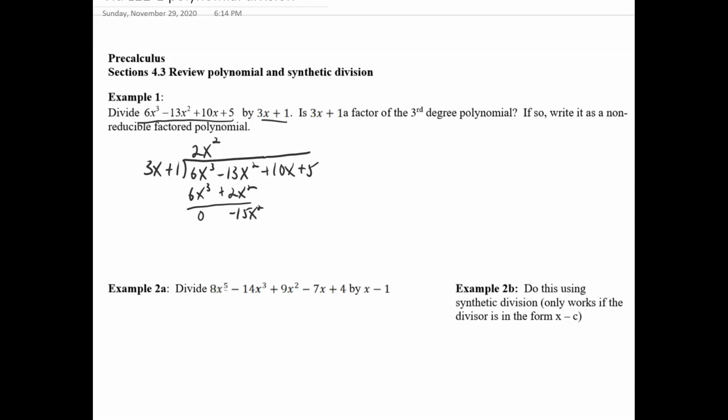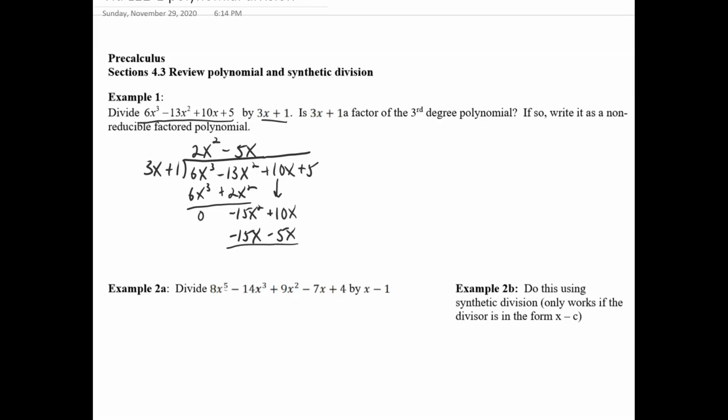And then what did we do before? We carry down the next piece. So in this case it's a term, but we carry it down nonetheless. And then we're ready to start the whole process over again, and we ask ourselves, what do we multiply 3x by to get negative 15x squared? And that is negative 5x. So we put that on top, minus 5x. And then we multiply it out, just distribute that negative 5x, we get negative 15x squared. And then negative 5x times 1 is minus 5x.